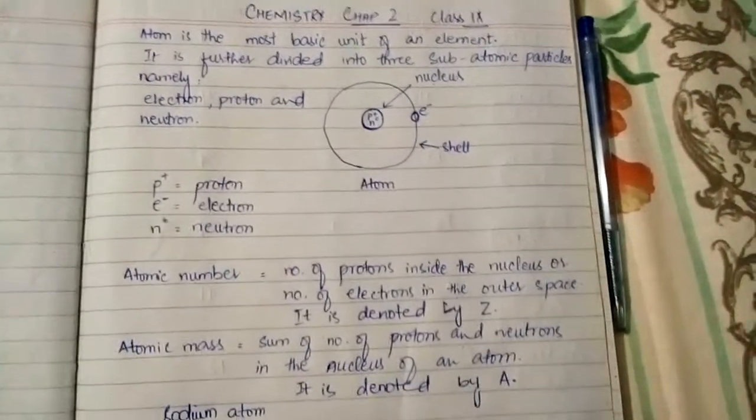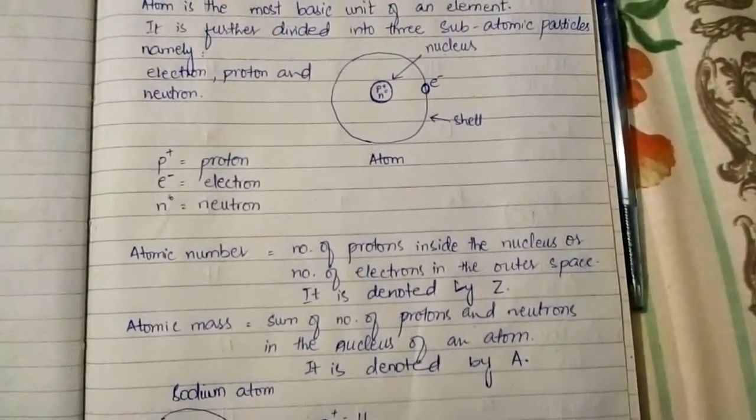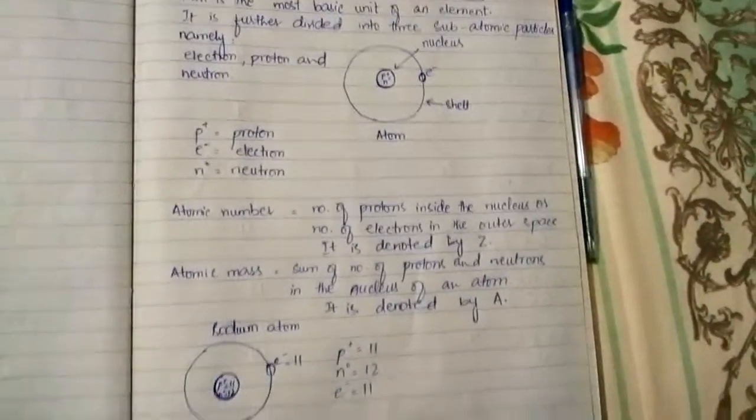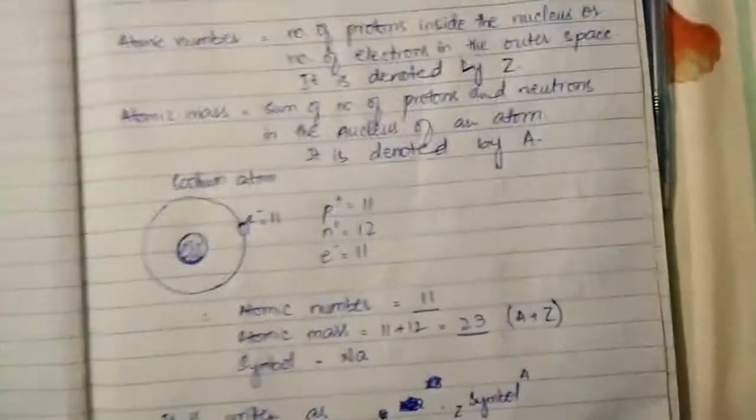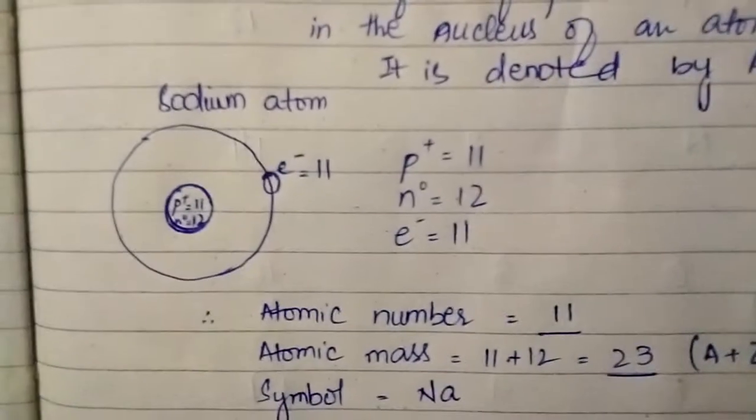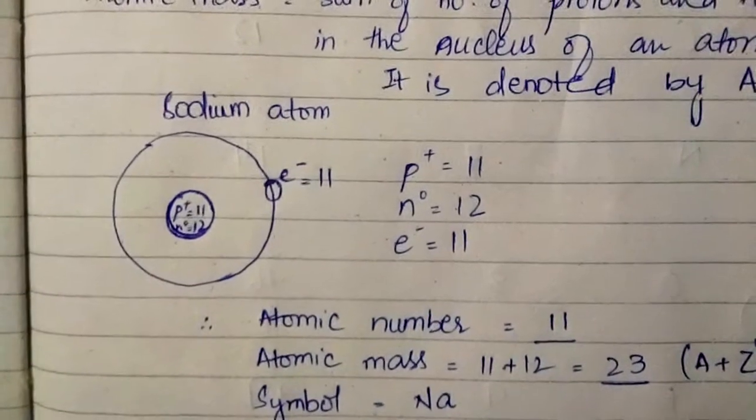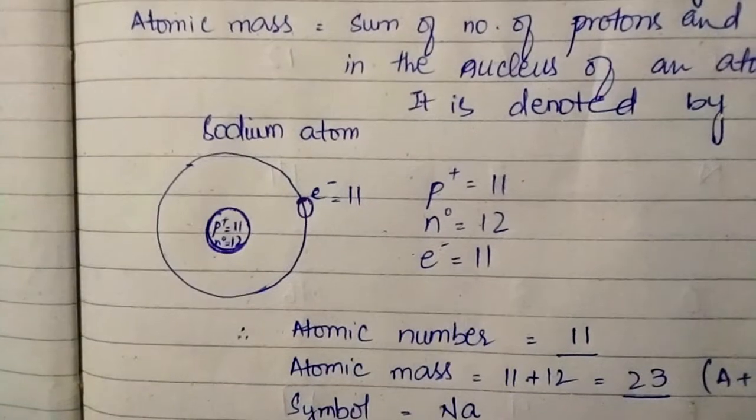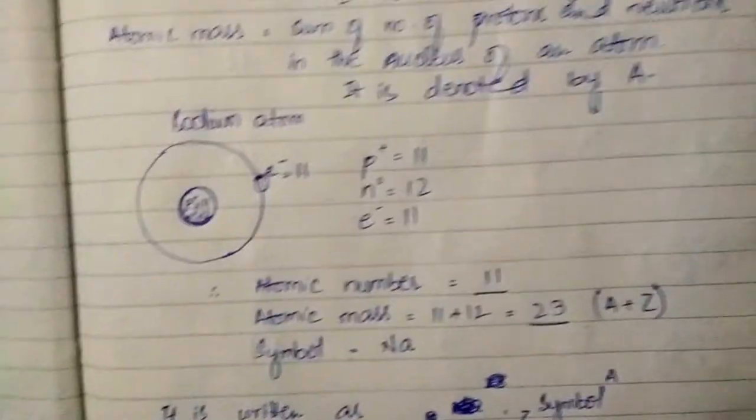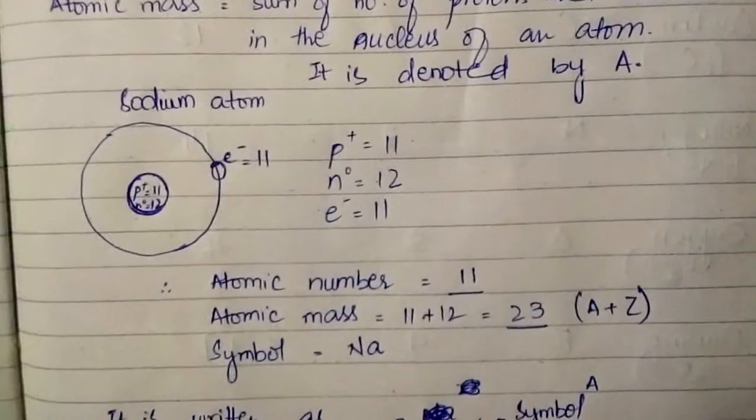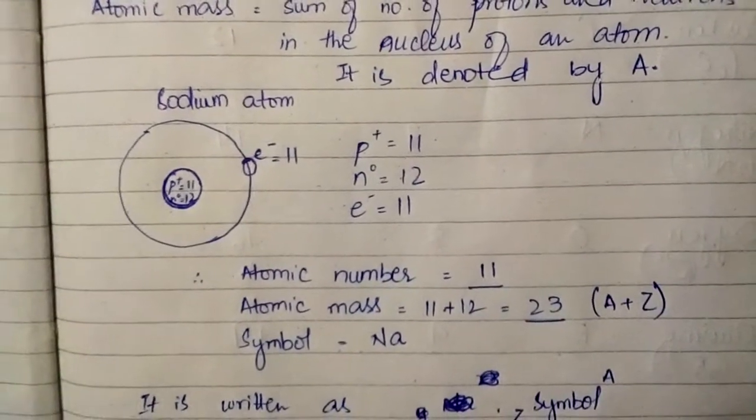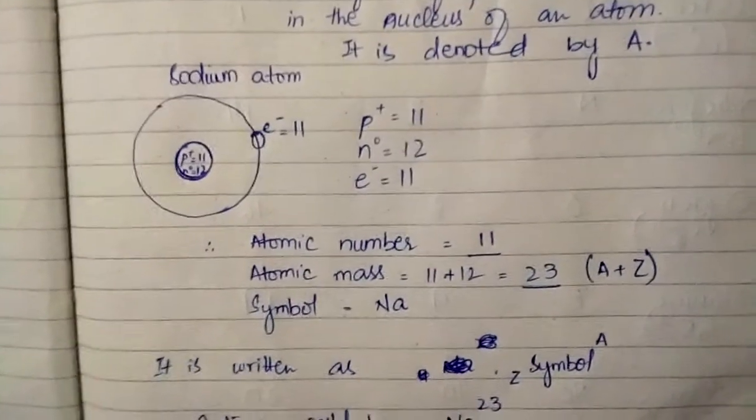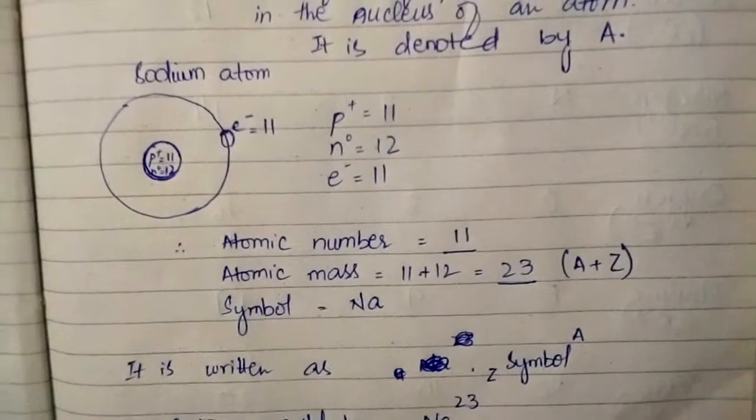So 3 and 4 would be 7. So 7 would be the atomic mass of lithium. So we have shown an example over here of the sodium atom. The sodium atom has 11 protons, 12 neutrons and 11 electrons in its atom, right? So the atomic number of sodium atom would be the number of protons or the number of electrons in this, and that is 11. So the atomic number of sodium is 11.